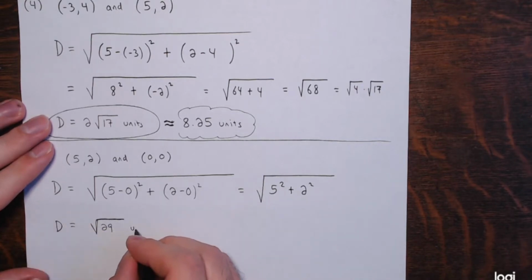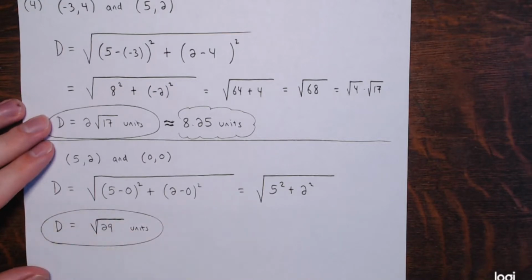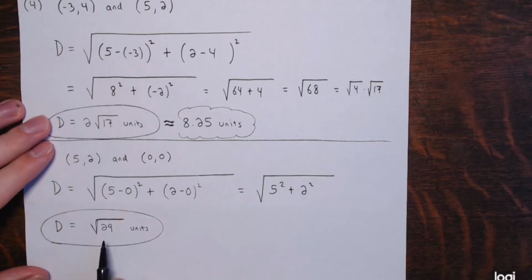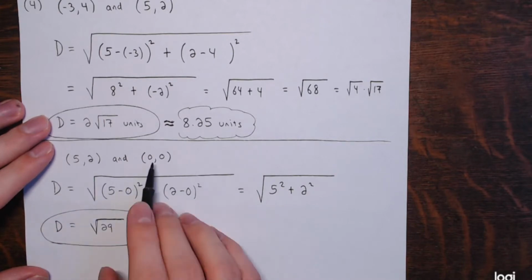So here's how many units apart. And that doesn't simplify any further, right? There are no perfect squares other than one that go into 29 evenly. And there you go. So these 2 points are the square root of 29 units away from the origin.